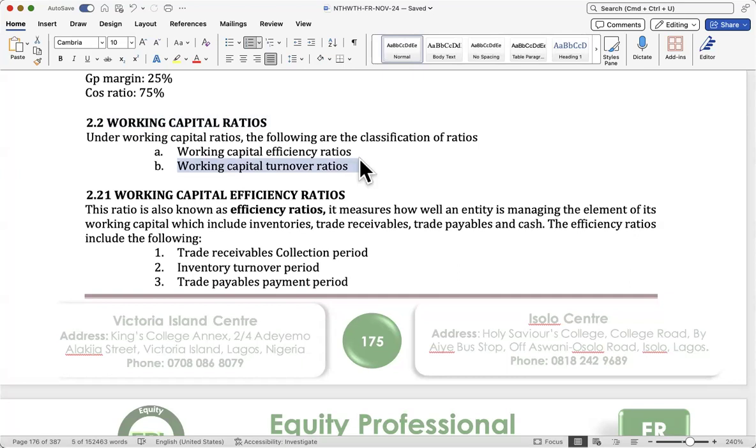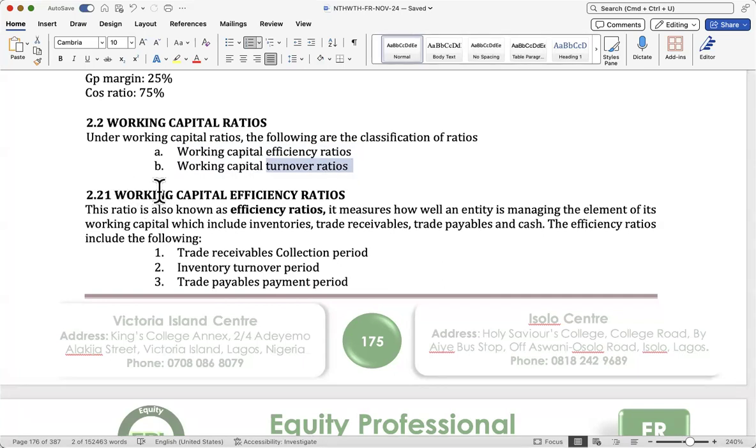Usually it's actually working capital ratios, and we could have working capital efficiency ratios. We could have working capital turnover ratios. But the emphasis has always been placed on efficiency ratios because that's the one that is indicative of meaningful relationships. So this turnover ratio is not really meaningful. When I show you, you will see.